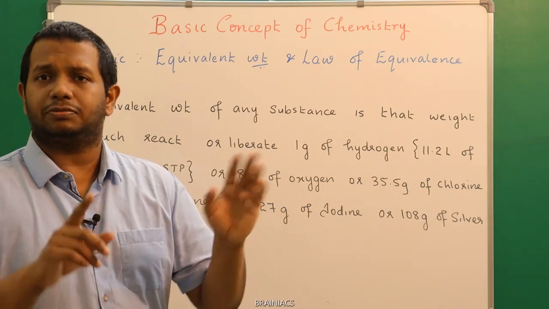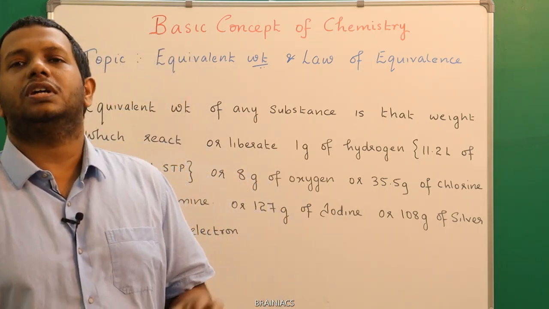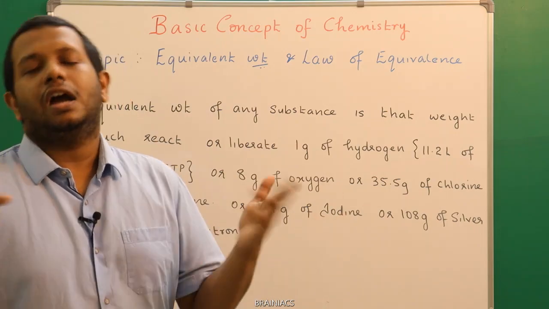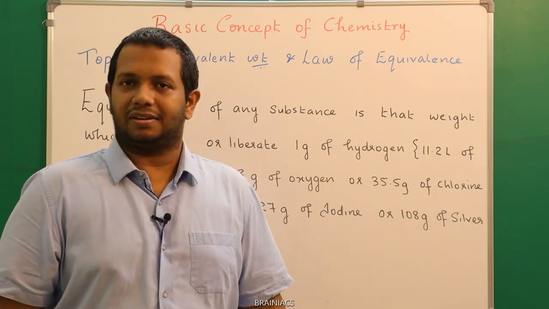Calcium, the atomic weight is 40. Carbon, the atomic weight is 12. So 40 plus 12. Oxygen, 16 into 3, 48. If you add it, I am getting 100, and 100 is my molecular weight. Sir, very easy to calculate, sir.